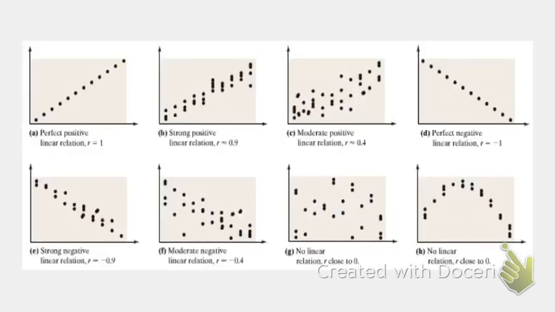Okay, here are some pictures. This one is R equals 1, so it's perfect. 0.9 is strong positive. 0.4, they called it moderate. I would say it's more weak, so let's change that to weak. Perfect negative, this is R equals -1, so it's strong. Strong negative, -0.9. Let's change this to weak.